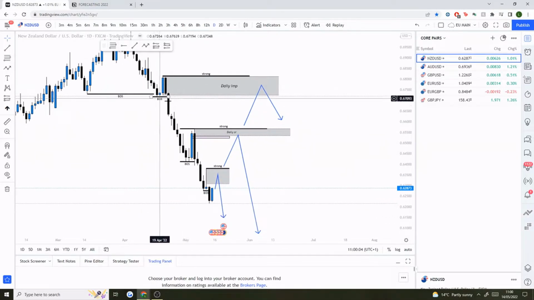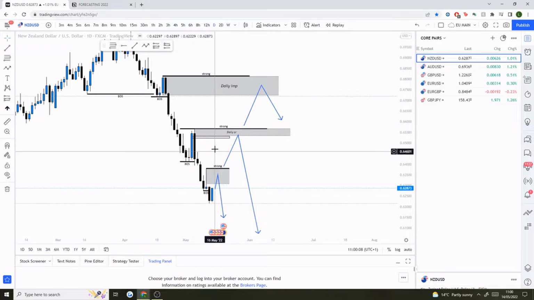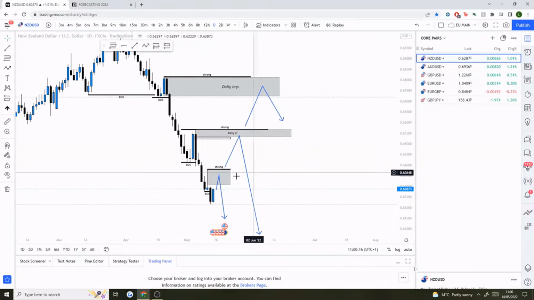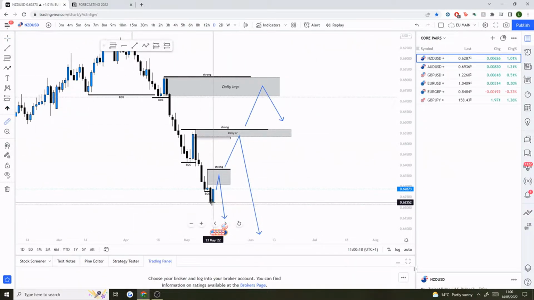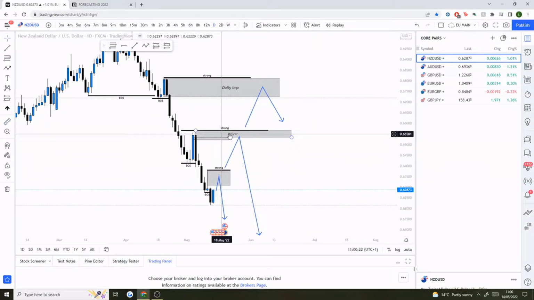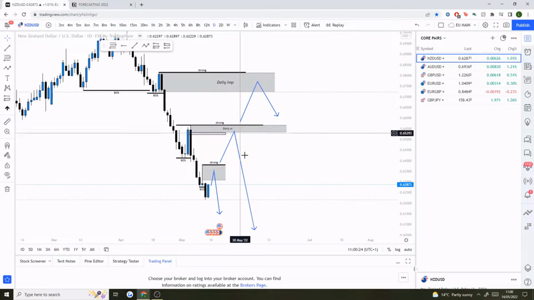But I will be anticipating that at some point, institutions are going to start buying it back up so that they can mitigate all the orders in this order block here and in this order block here. When that does kick off, we will probably see quite a decent duration of counter trend action, so that we can get back up there to mitigate before we then sell off.